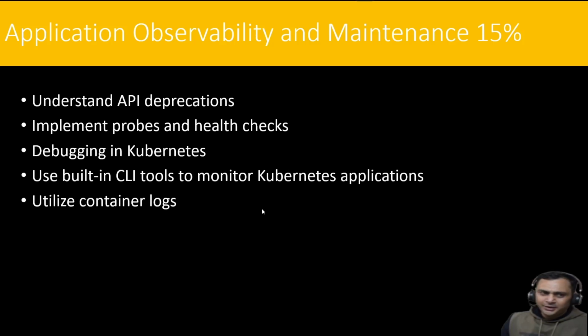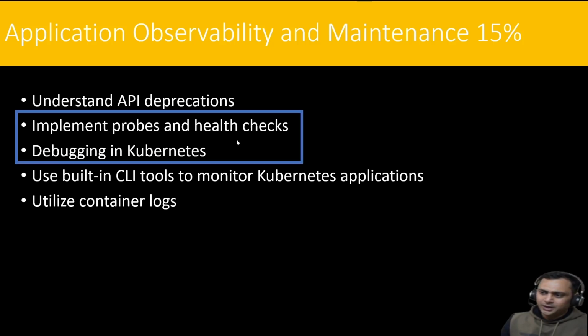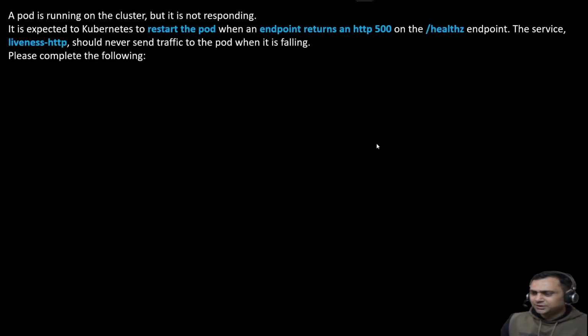Now we can combine two topics into one question: implement probes and health checks, and debugging in Kubernetes. In the exam, you may see this type of question: a pod is running on a cluster, but it is not responding. Kubernetes is expected to restart the pod when an endpoint returns an HTTP 500 return code on the /healthz endpoint. It can be anything, right? The service liveness HTTP should never send traffic to the pod when it is failing. It indirectly says that you need to create some liveness or readiness probes.